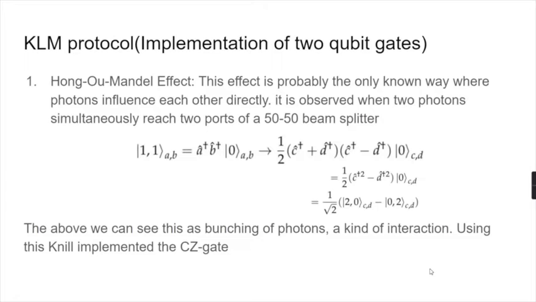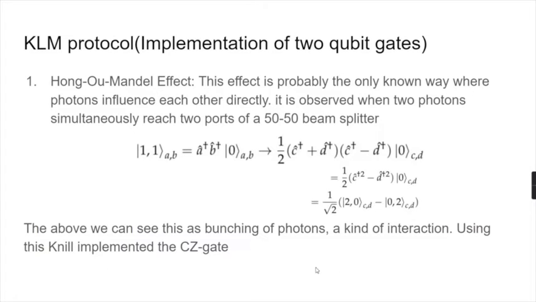The next one is the KLM protocol, implementation of two-qubit gates. The first one we discuss here is the Hong-Ou-Mandel effect. This is the effect we will see when two photons simultaneously reach the two ports of a 50-50 beam splitter. Here theta is the A out. Here d tau is the B out. This can be represented like this.